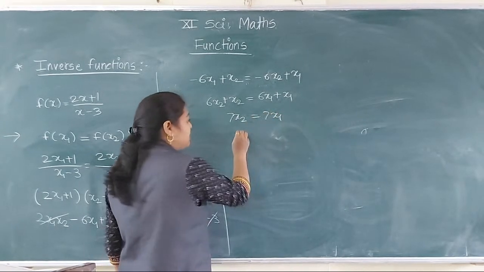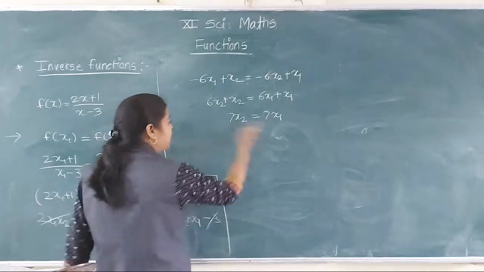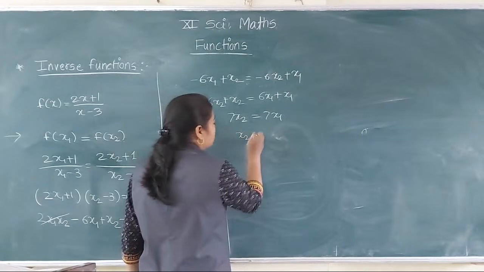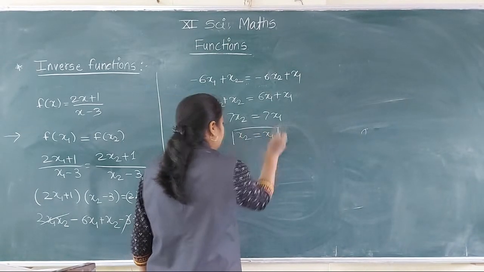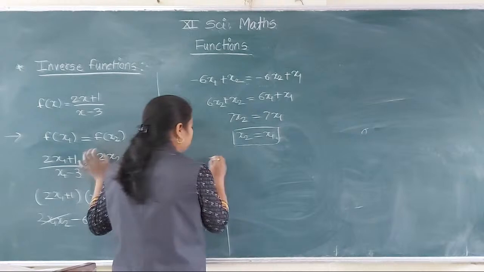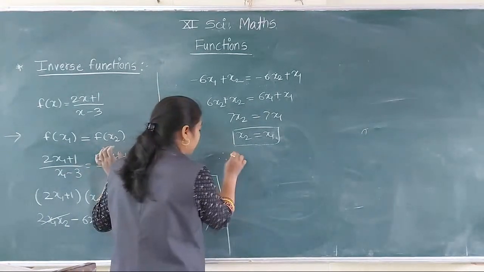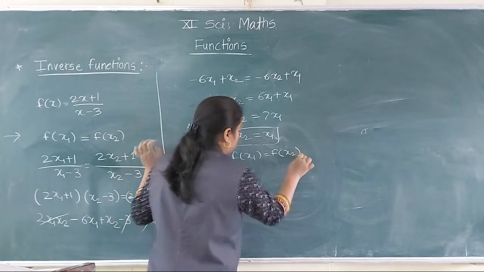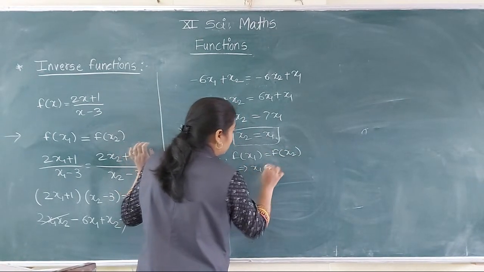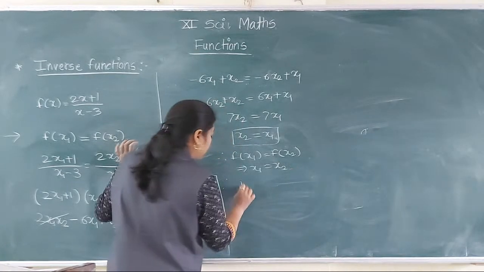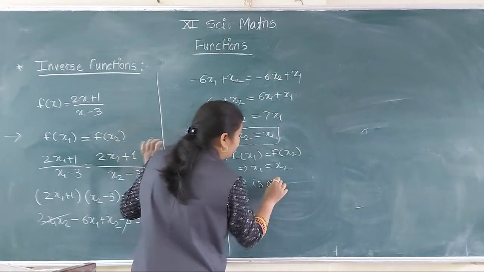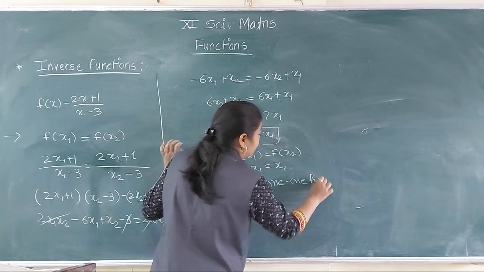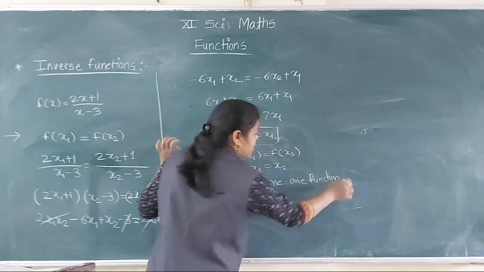So if we divide both sides by 7, then x2 is equal to x1, which implies that f of x1 is equal to f of x2, which implies that x1 is equal to x2. Therefore, f is a 1-to-1 function. Okay, 1-1 function. Now we'll check that the function is onto.